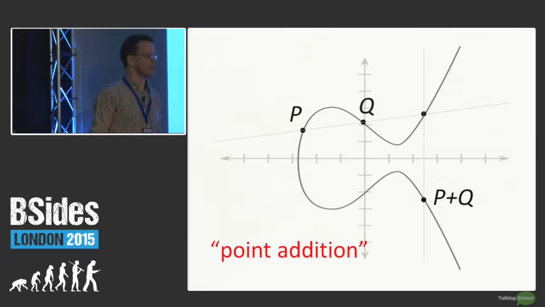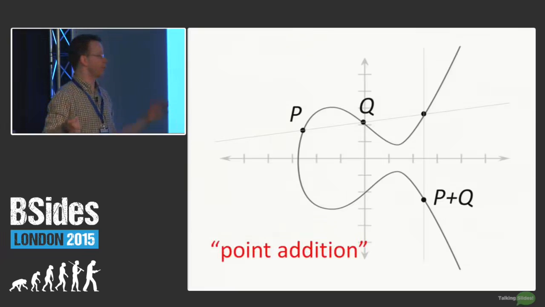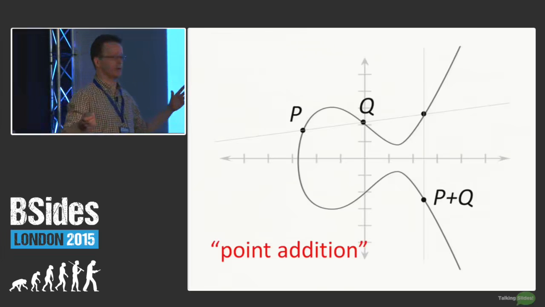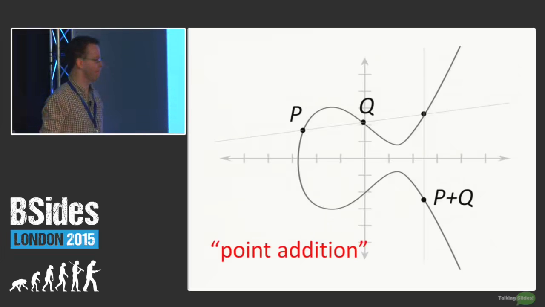And this is what we call point addition on elliptic curves, which means for every 2 points on the curve, for every 2 points P and Q, wherever they are, we can define a third point, which we call P plus Q. That's another point on the curve.